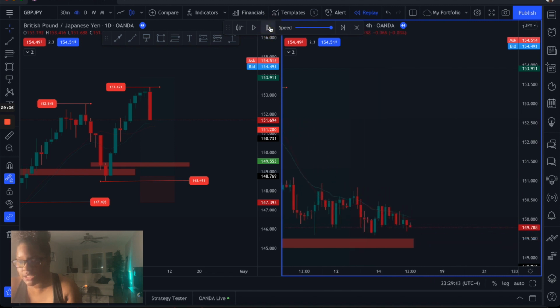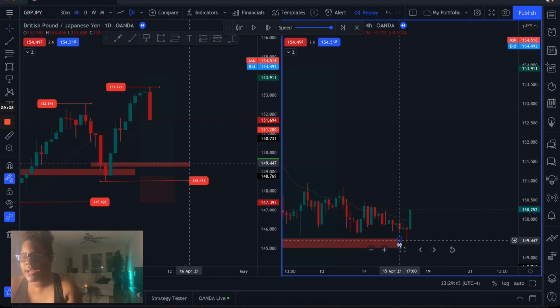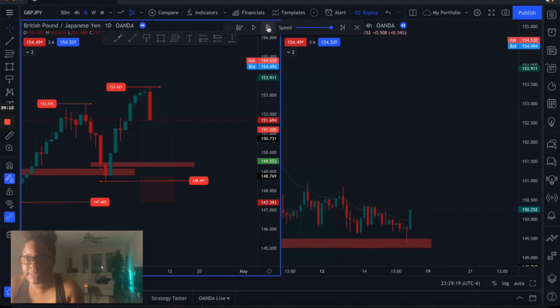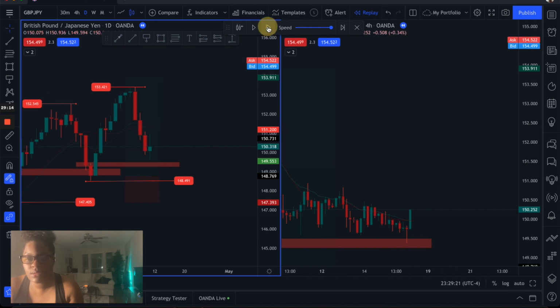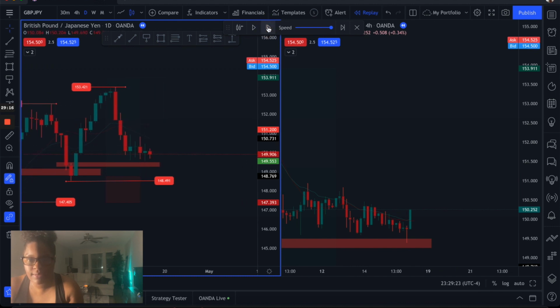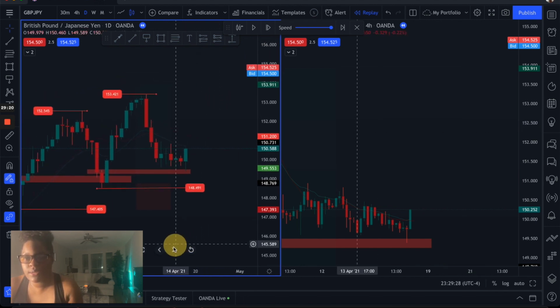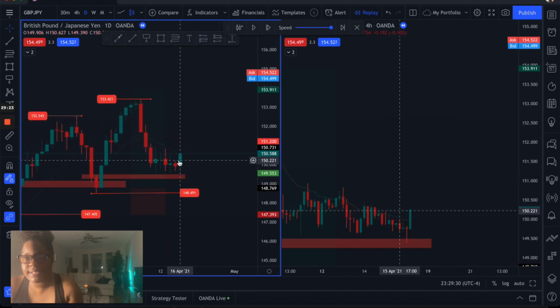Now she's ranging. Let's just play her forward. All right, so we've touched the zone, which is here. I'm going to play it forward on my daily. Look at that. Okay, so we have a touch here. So now that price has bounced off of my zone, I am going to enter her.